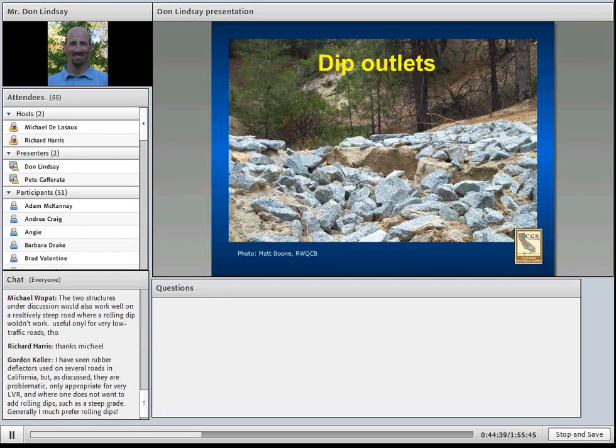Last, we'll talk about scour protection measures at the outlet of dips. Here you see a dip armored with one layer of uniformly graded, which is basically all similar size angular rock. Because of the highly erosive nature of the sandy soils making up the fill slope, storm flows were able to scour and downcut under and around the rock armor.